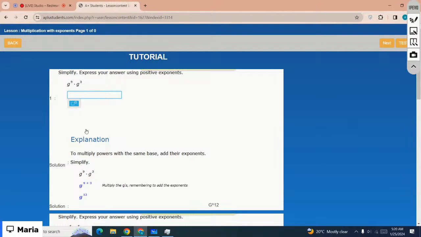Simplify, express your answer using positive exponents. So you have g exponent 9 times g exponent 3, right? You can see they have exactly the same base. G is the base and for both the base is the same. You need to add the exponents. You have to do 9 plus 3. So the correct option is g exponent 12.